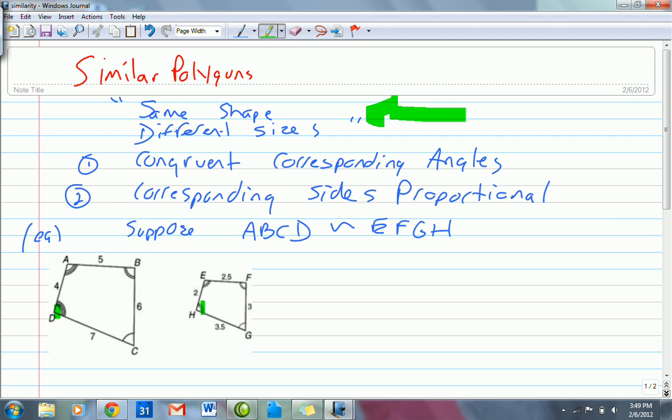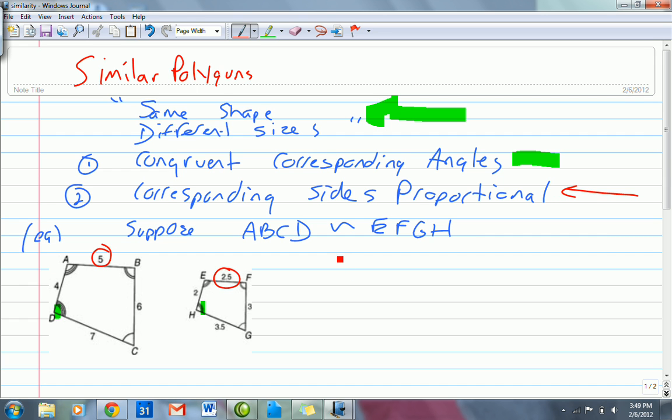Now since those are similar, note how this diagram does a nice job showing us how corresponding angles are equal. So angle D and angle H are equal, angle A and E are equal, B and F are equal, and C and G are equal. But if we want to find the missing side lengths, we know that corresponding sides are proportional, which means the ratio of corresponding sides is preserved.